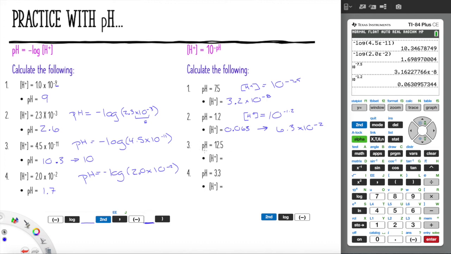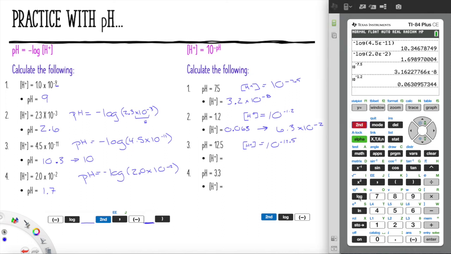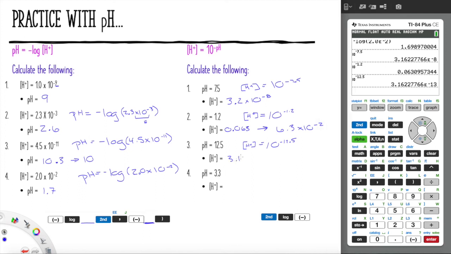The next one, number 3, our pH is equal to 12.5. So my hydrogen ion concentration is equal to the anti-log of negative 12.5. All right, so I'm going to hit second log negative 12.5 and hit enter. And that's going to give me a hydrogen ion concentration. I need 3 sig figs here, so 3.16 times 10 to the negative 13.